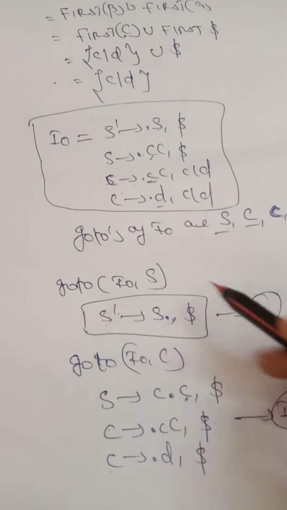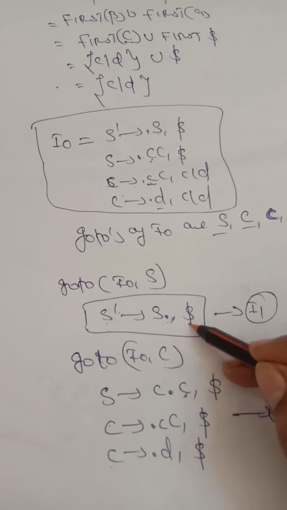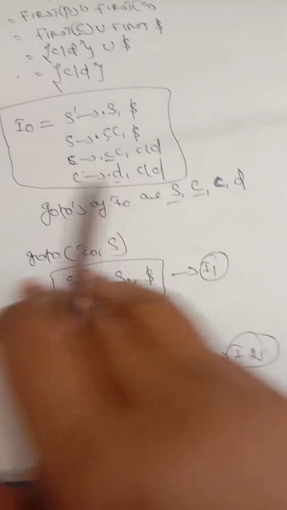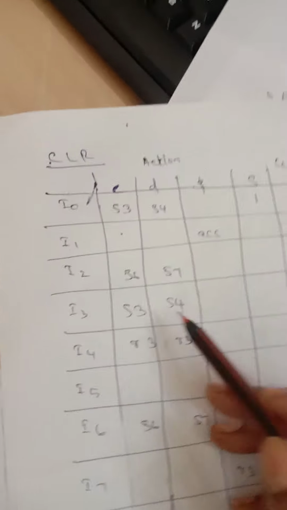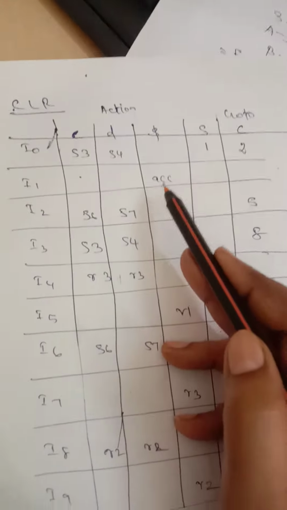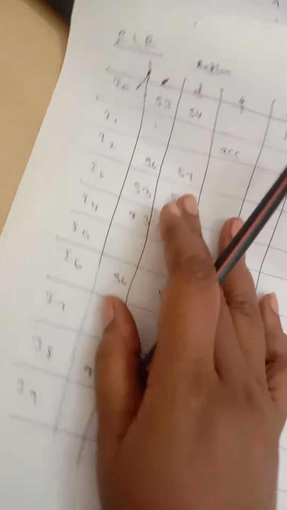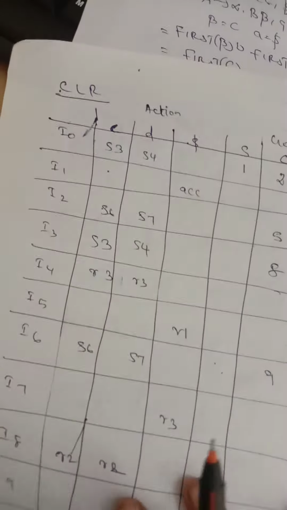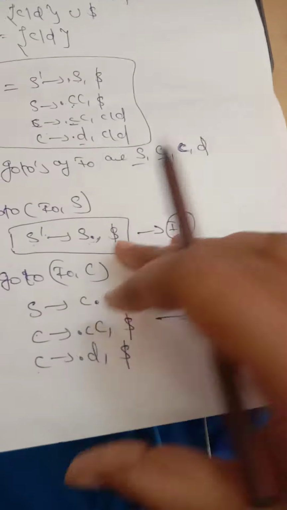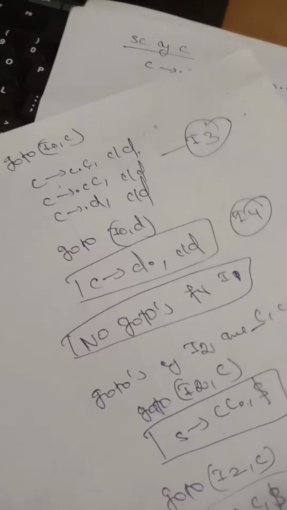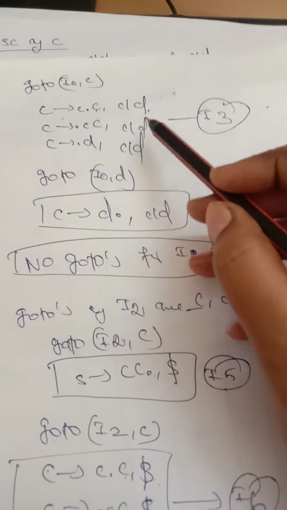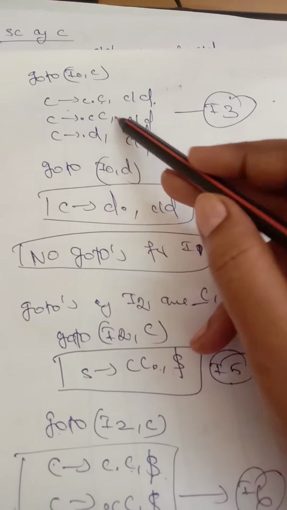So we have to apply in I1 comma dollar is accepted. So here this is the output: I1 comma dollar equal to accept. Then we have to check the remaining. I'll explain the states one by one. Next in I2, no production comes at the end. Then check I3. In I3 also no production comes at the end.